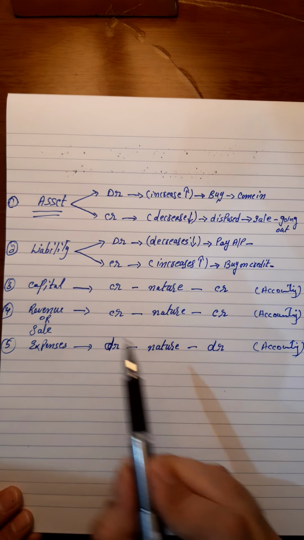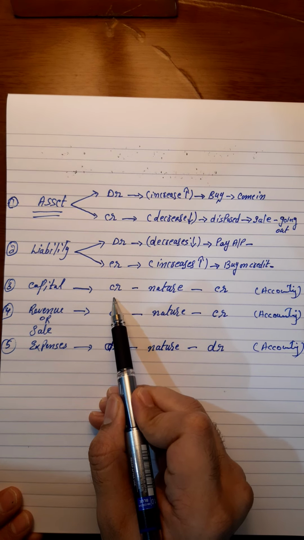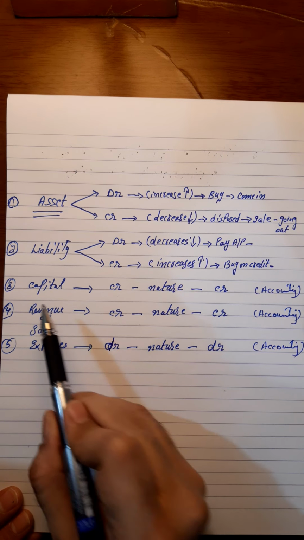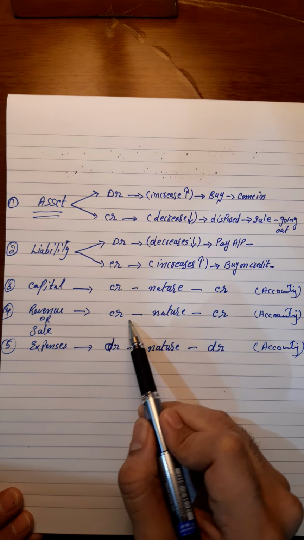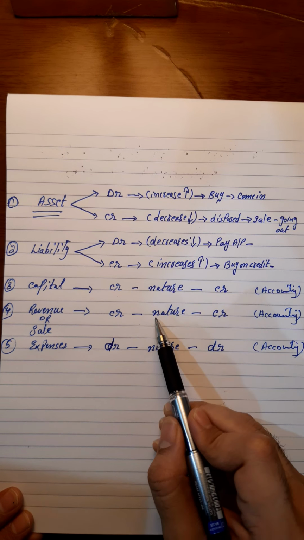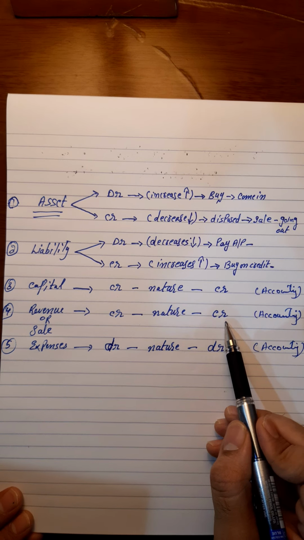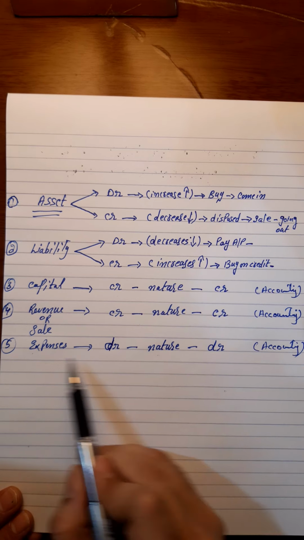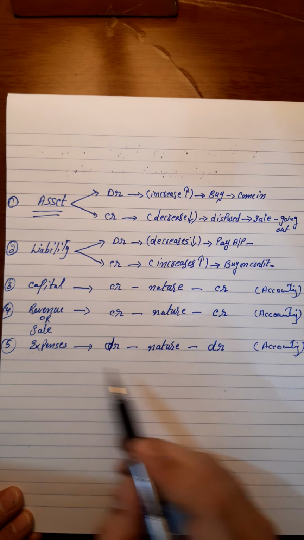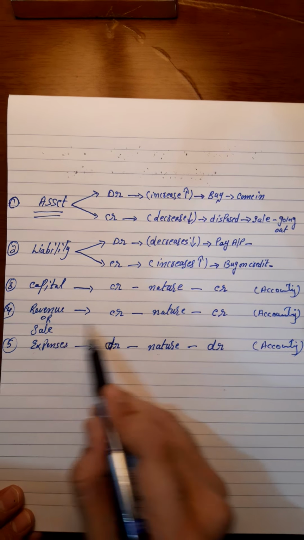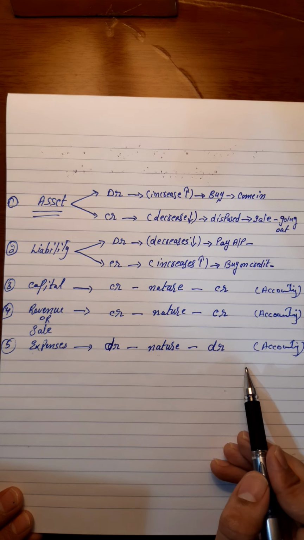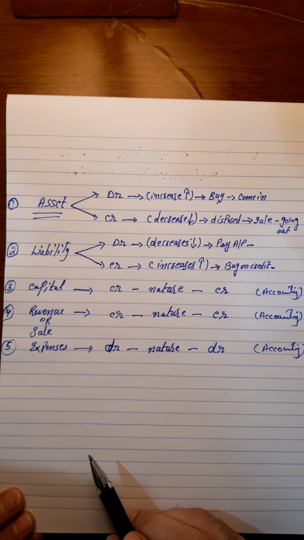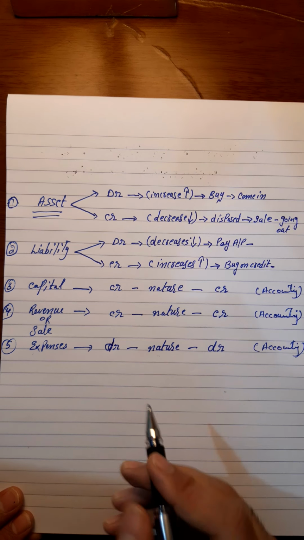Friends, capital will credit because capital has a credit nature. I will do the entry of capital now. Revenue and sale have credit nature and will credit. Expense has debit nature, it will debit. Always expense will be debit. Sale will always credit. Expense will always debit. Friends, let's do entries. How it will debit and how it will credit.